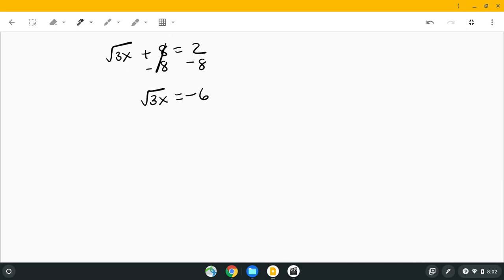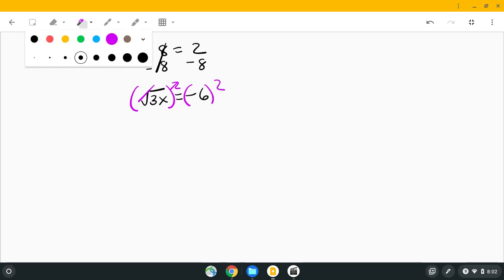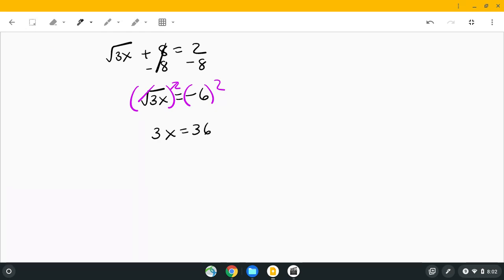And then I'm going to go ahead and square both sides to cancel out the radical. And I end up with 3x equals 36. Divide both sides by 3, and x equals 12.